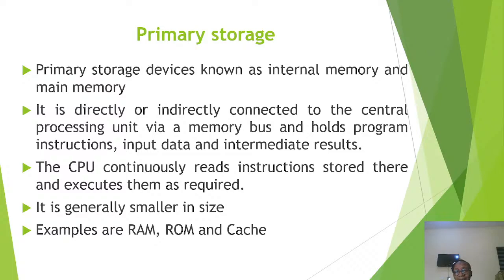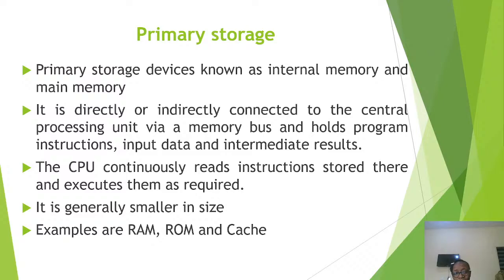These memories are directly or indirectly connected to the central processing unit via a memory bus, and it holds program instructions, data, and intermediate results. So the primary storage also holds the intermediate results, program instructions, and input data. The CPU continuously reads the main memory to pick instructions stored there and execute them as required.